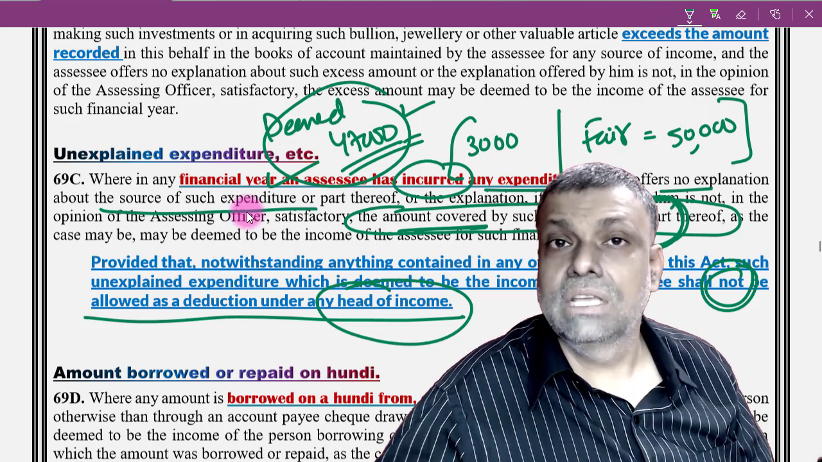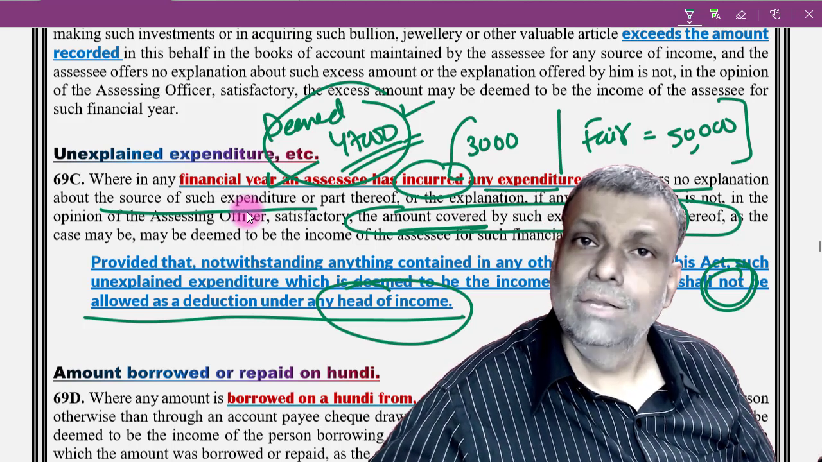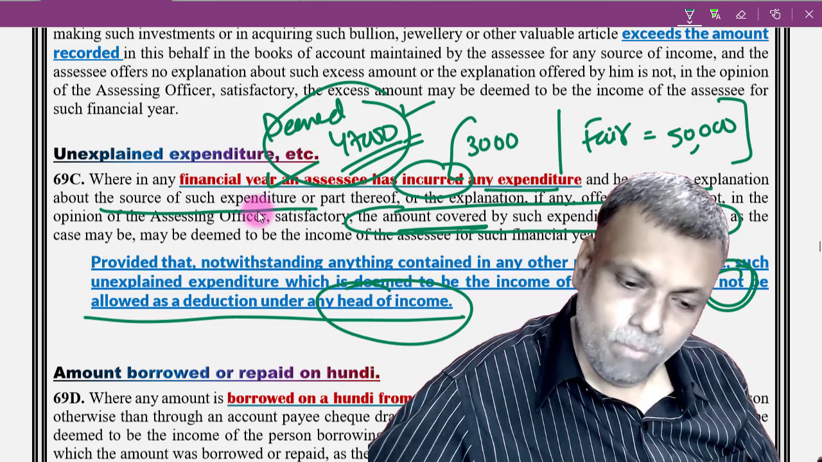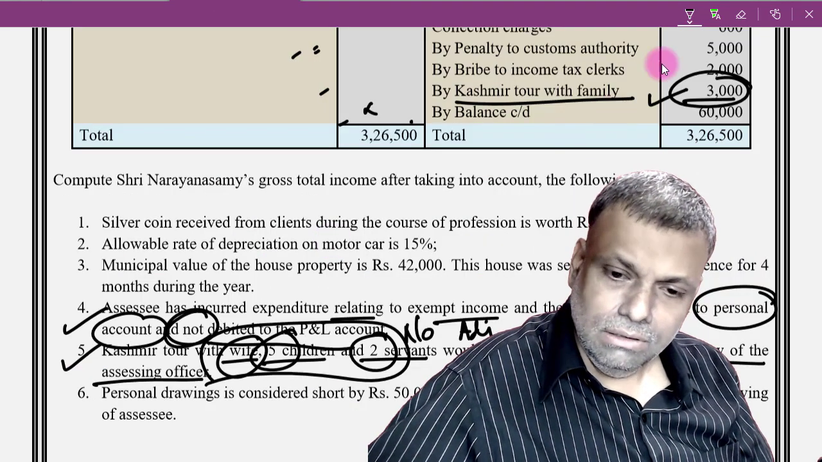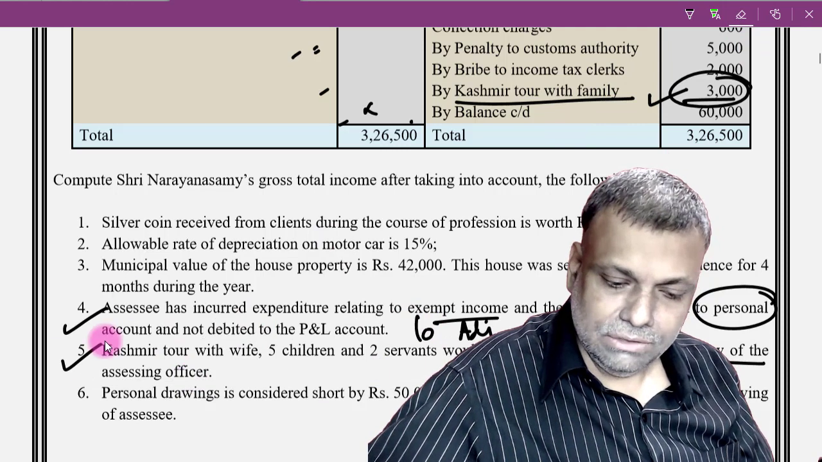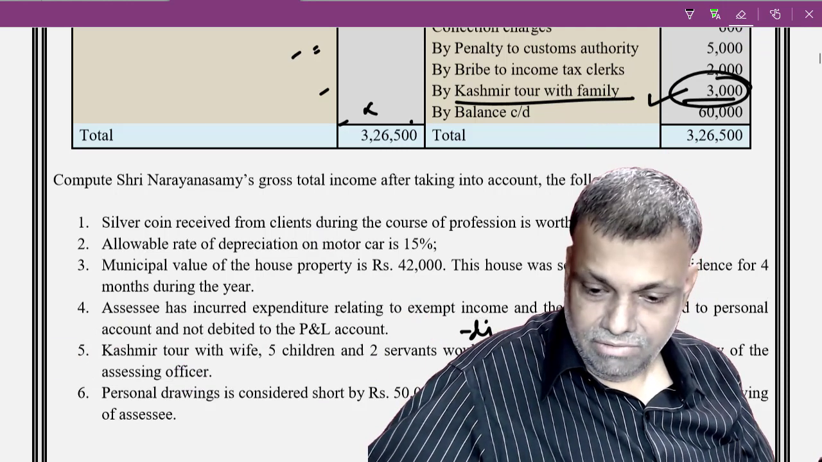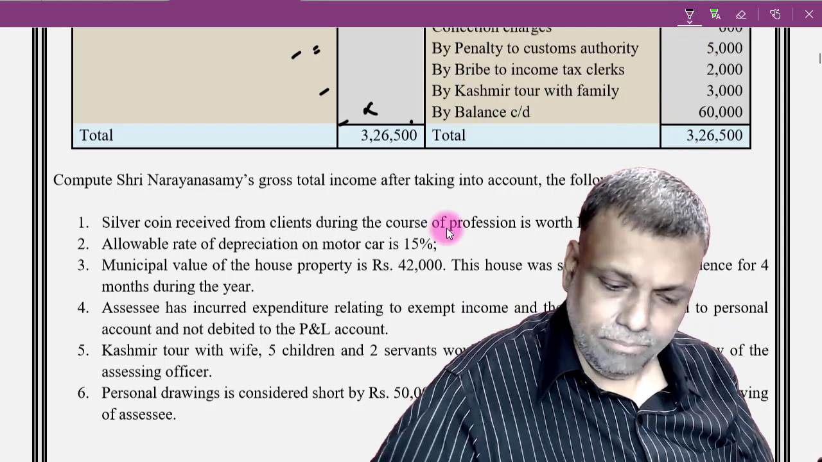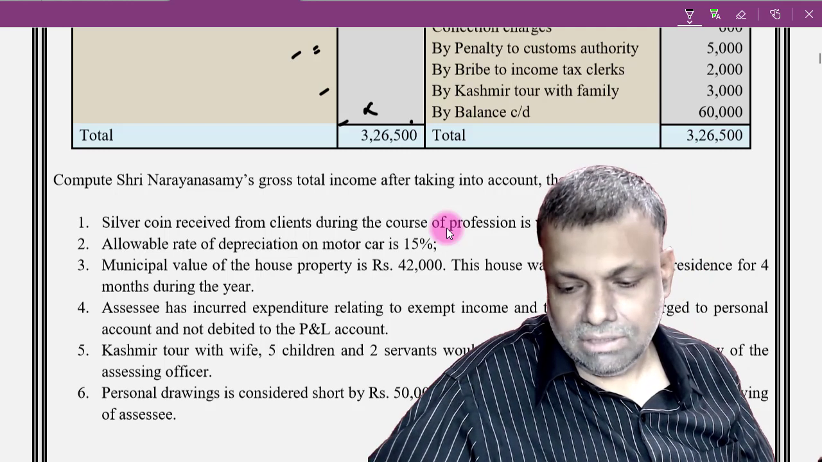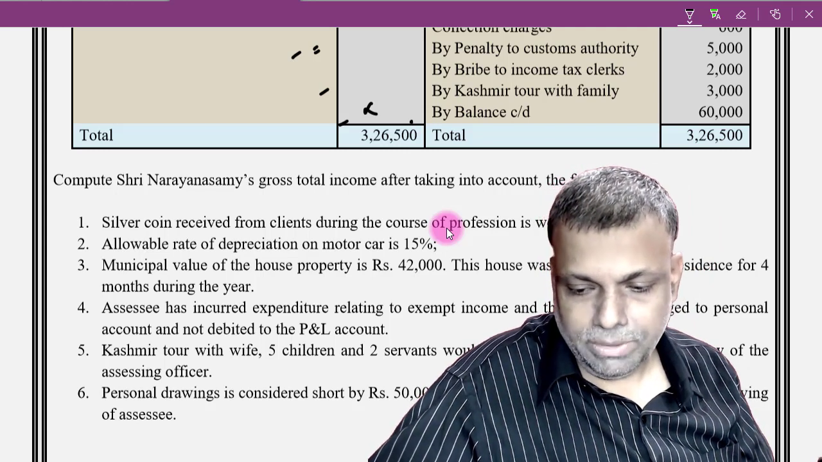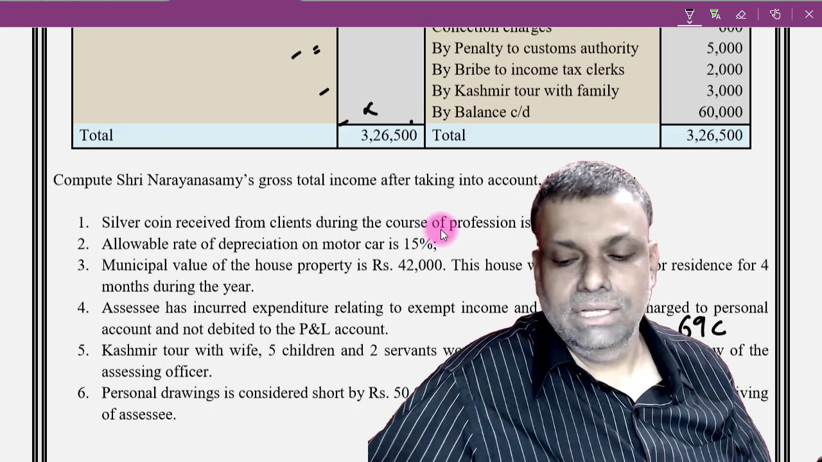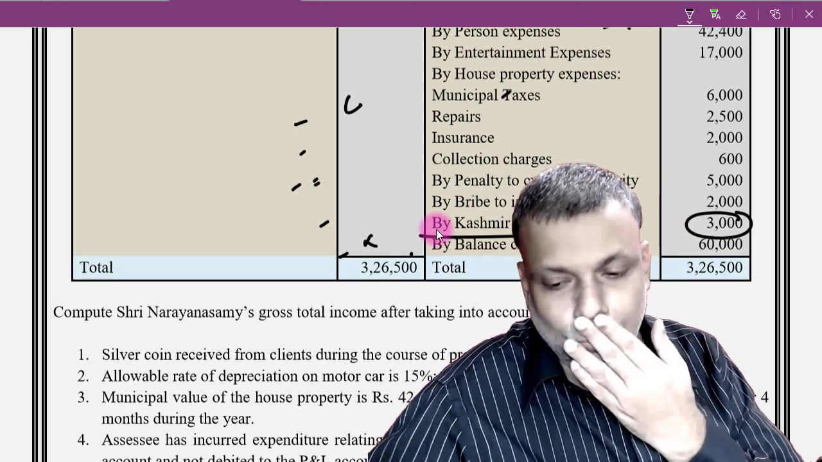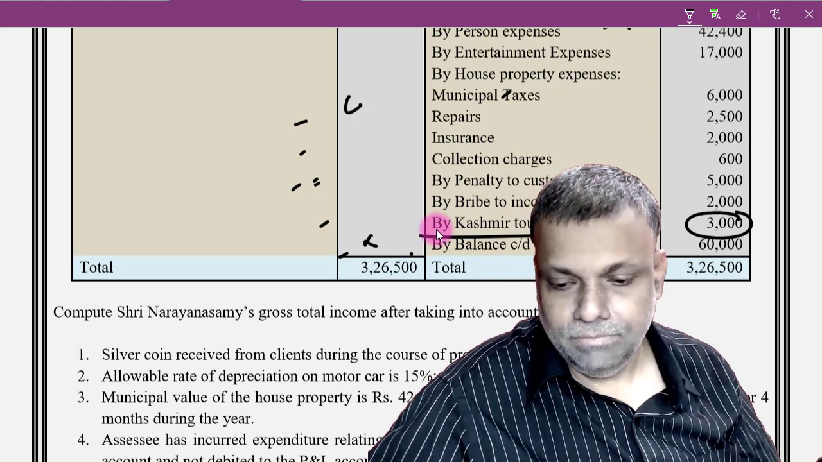Because the expenditure which is deemed to be income, claiming a deduction again for the same expenditure is not permitted by law. So in the given question, let me handle this very properly. These are very conceptual sections, and very practical, very realistic. Here the reasonable amount is 47,000, so I'm going to add 47,000 rupees under section 69C. And this 3,000 is also personal expenditure only, because you are going with the family. So that also I will add.